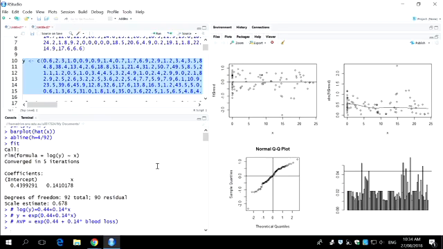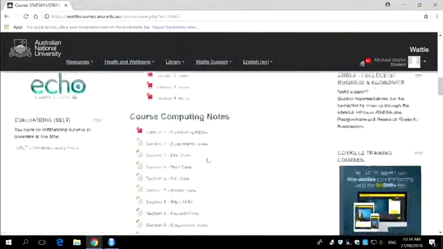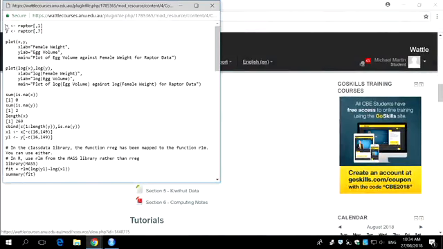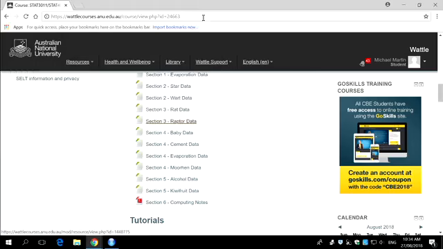Okay, now, let's have a look at this for a different data set. You'll remember that Raptor data. So let me just go back to Waddle here. We talked about this a little bit earlier. This is the data on egg volume and female weight for a bunch of different birds of prey. So let me just grab all of this, copy, and dive over to R.